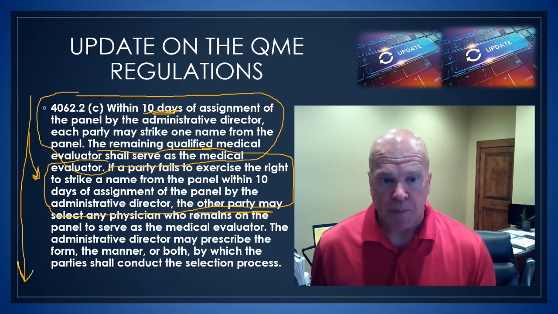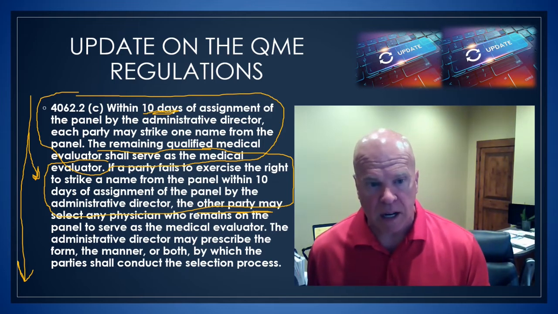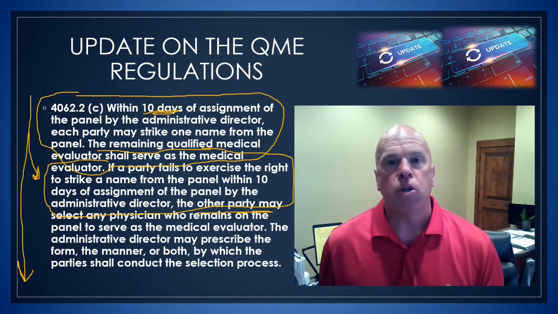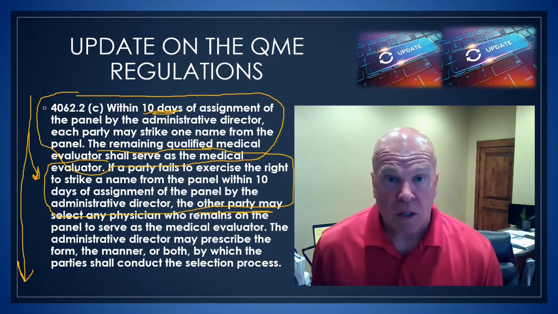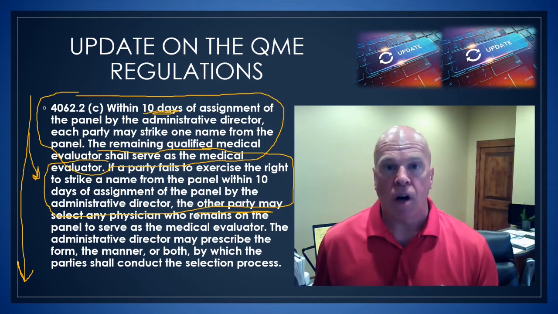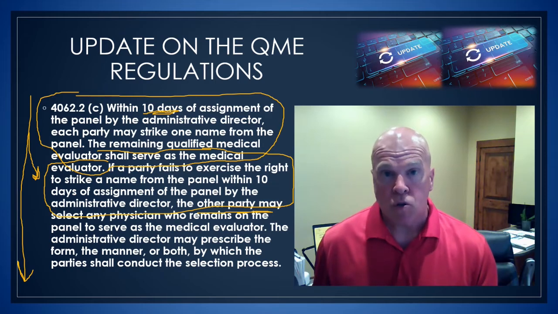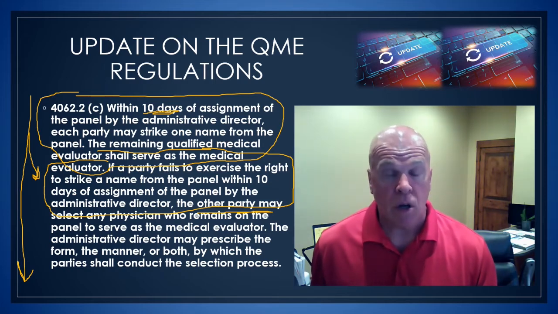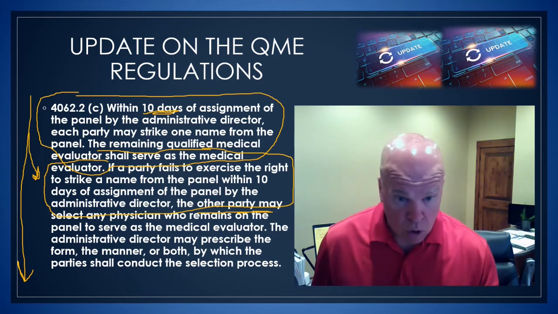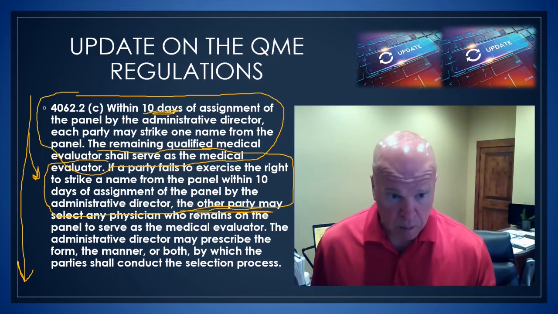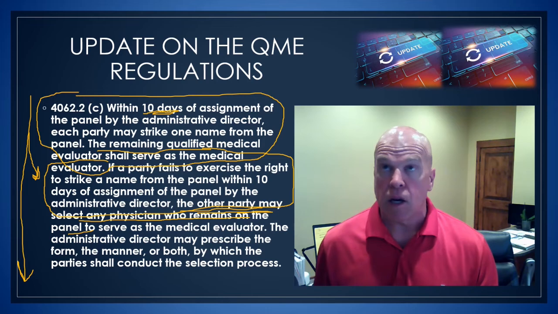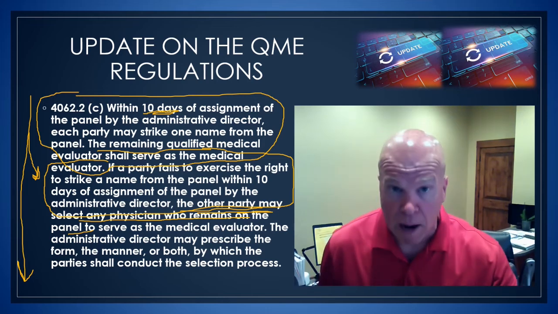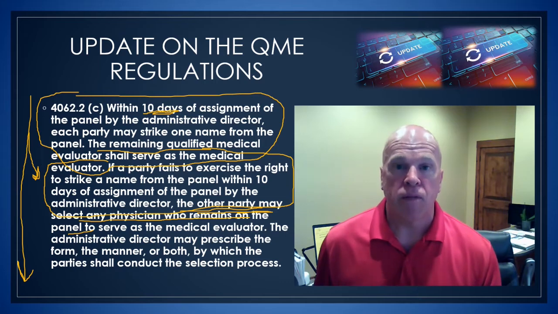So let's read this again. If a party fails to exercise the right to strike a name, and you're going to get these calls all the time when you ask, say for example, you get a call from an applicant attorney and you say, am I the last man standing? And the applicant attorney's office says, well, we exercised our strike, but the other party failed to strike within 10 days, and so we get to choose. And that's what the code says. It says the other party may select any physician who remains on the panel. So the applicant attorney is saying here that the other party didn't strike, so we're exercising our right to choose you as the qualified medical evaluator.